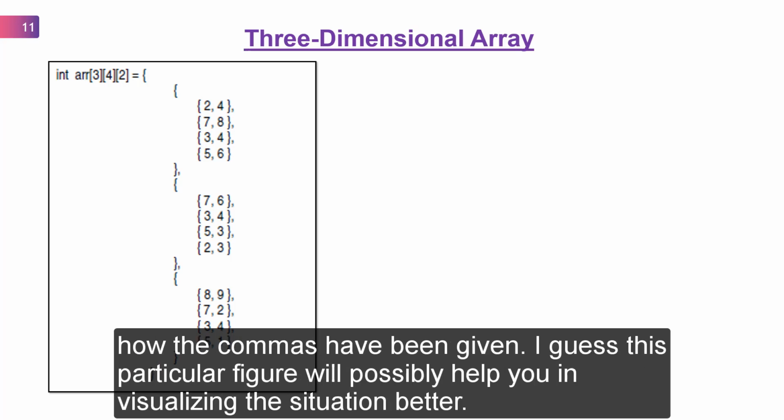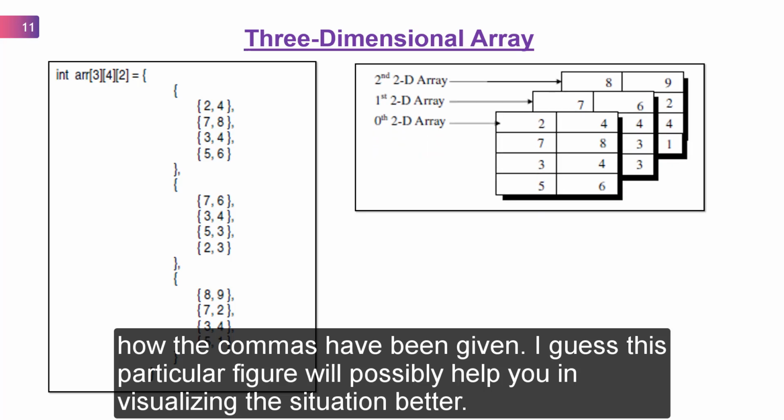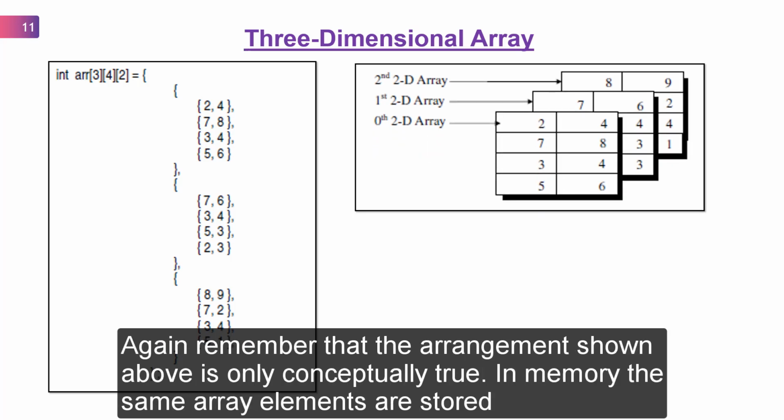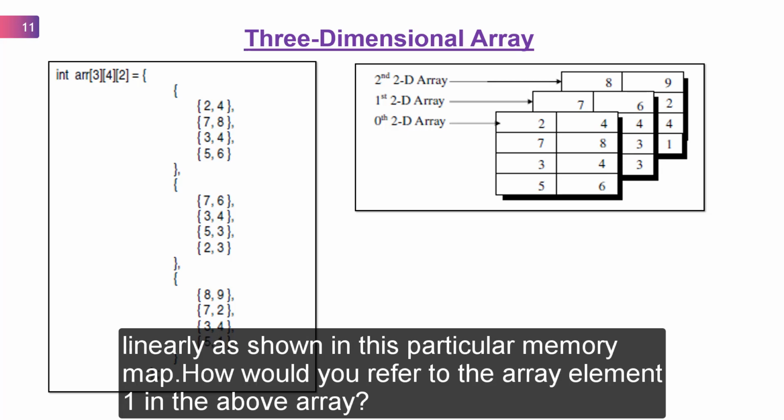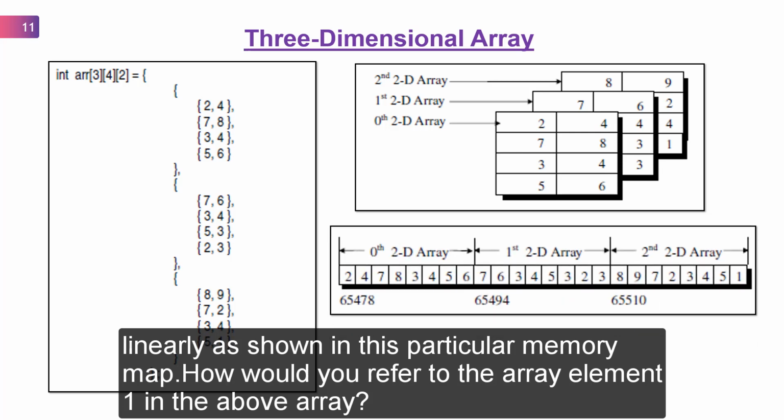I guess this particular figure will possibly help you in visualizing the situation better. Again, remember that the arrangement shown in this picture is only conceptually true. In memory, the same array elements are stored linearly, as shown in this particular memory map.